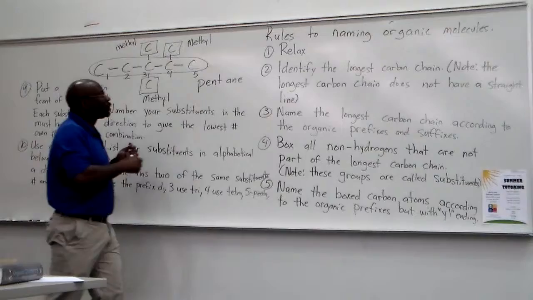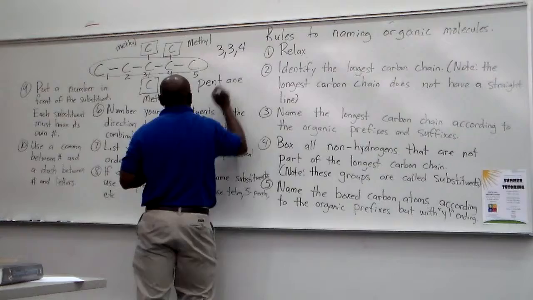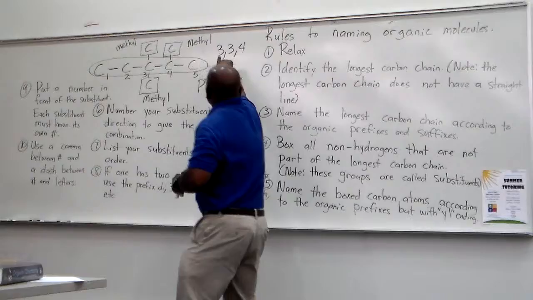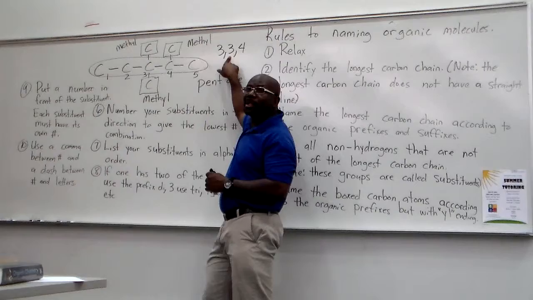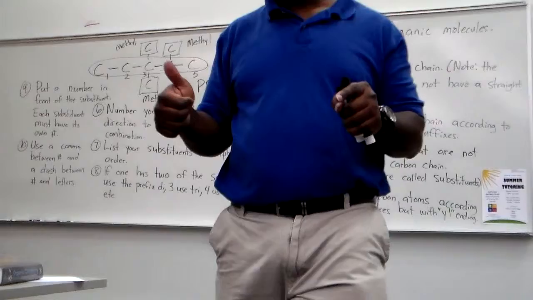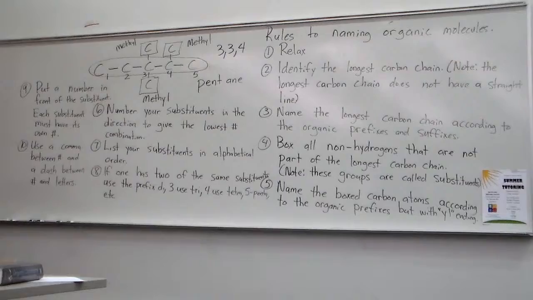You would name this as 3, 3, 4. Since there are 3 boxes, each box must have its own number. So for the first box, there's the number 3. The second box is also on carbon number 3. And the third box is on carbon number 4. Is everybody still following? I wrote mine a little bit differently here, so that would be 2 and 3. We're going to stick with the same for everybody by the time we finish.